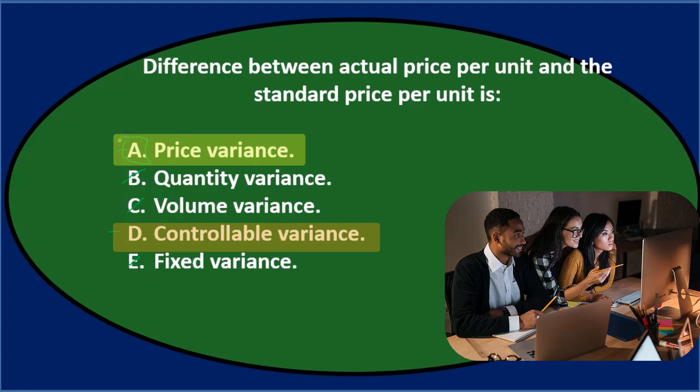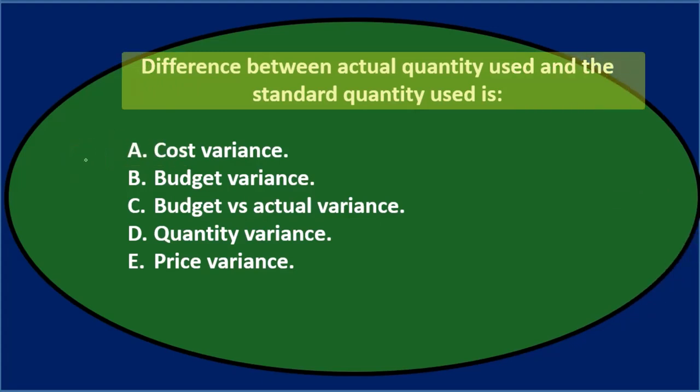Final answer is A. The difference between actual price per unit and the standard price per unit is A, price variance. Let's take a look at the next question.